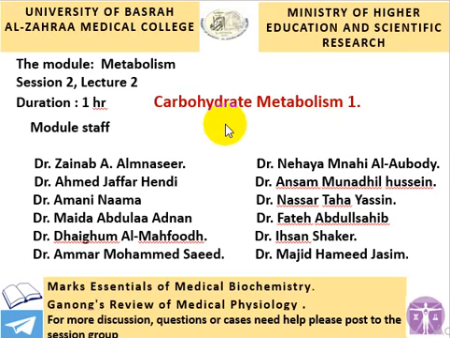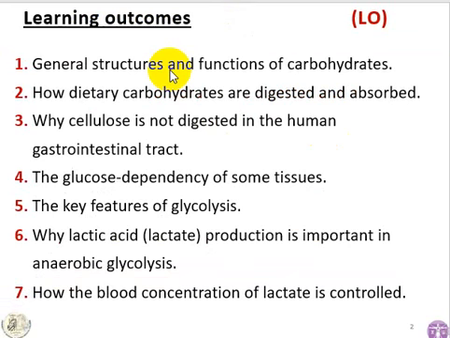Carbohydrate metabolism, which is lecture 2 in session 2 of metabolism module. Learning objectives of this lecture are: general structures and functions of carbohydrate, how dietary carbohydrates are digested and absorbed, why cellulose is not digested in the human gastrointestinal tract, the glucose dependency of some tissue, the key features of glycolysis, why lactic acid (lactate) production is important in anaerobic glycolysis, and how the blood concentration of lactate is controlled.